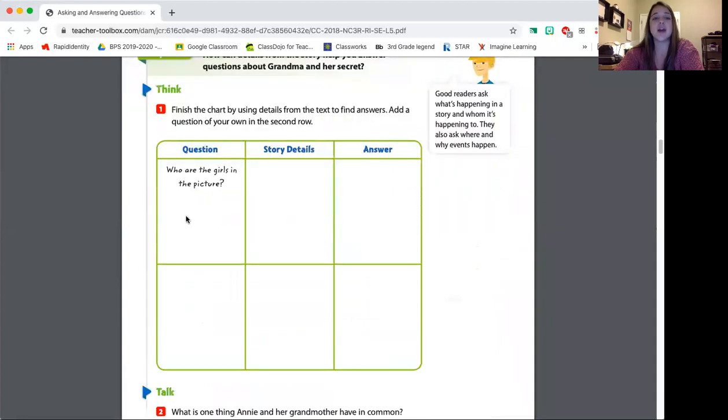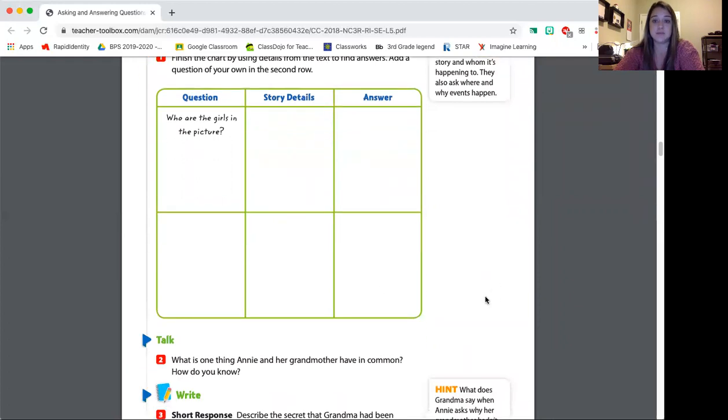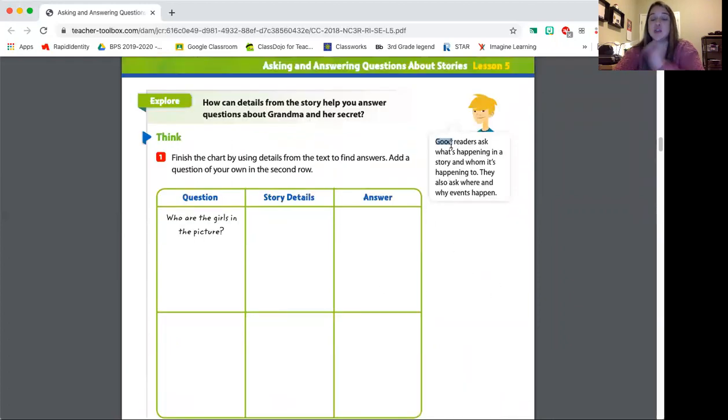Once you finish with that, they gave you one question. You need to come up with your own question. What are the 5 W words that you could use to come up with questions? Who is already there, so don't use who. What, when, where, and why. Okay? You come up with your own question, and then I want you to find the details in the story and answer it. Right here in this little tip.